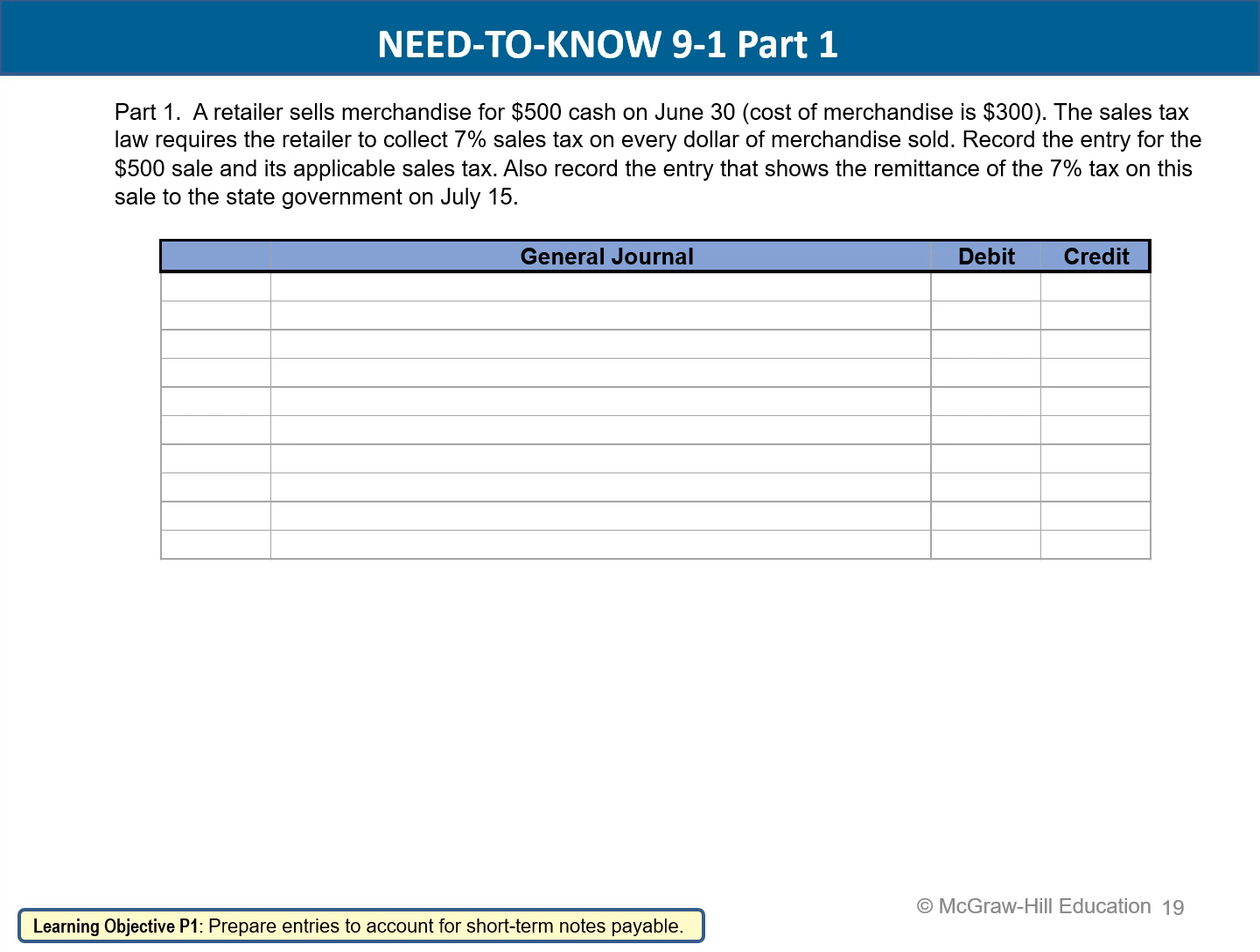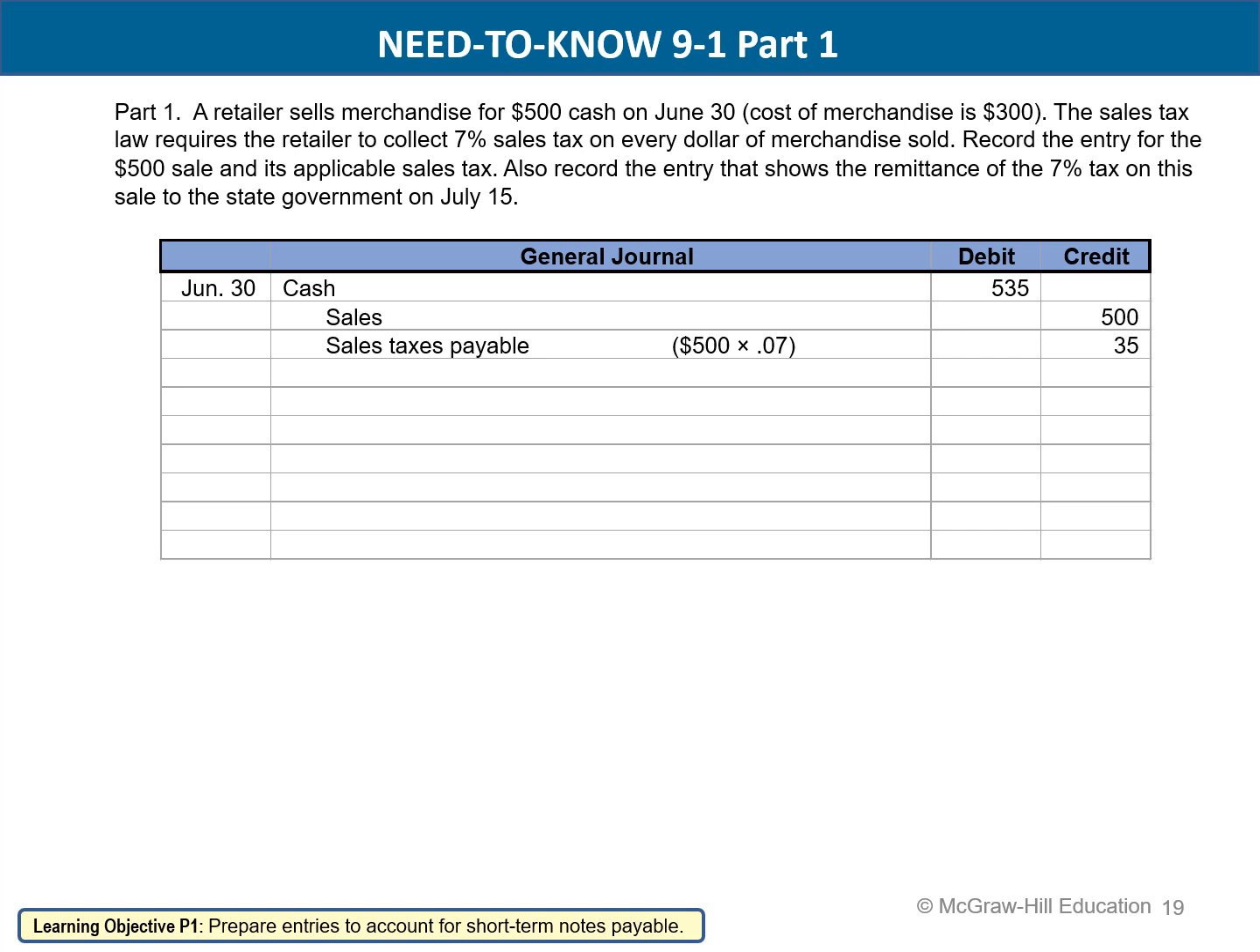All right, let's work through an example here and see if some of this makes some sense. A retailer sells merchandise for $500 cash on June 30, cost of $300. Sales tax law requires the retailer to collect 7% on every dollar. So record the entry for the $500 sale and its applicable sales tax. And then also record the entry that shows the remittance of it to the government on July 15th.